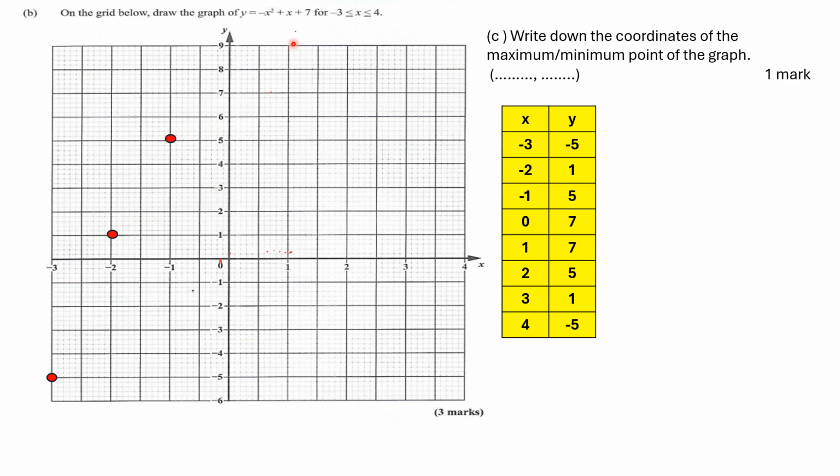Then we have 0, 7. Then we have 1, 7. Then we have 2, 5, 2 on the x-axis, 5. Then we have 3, 1. That's 3 here, 1. And then we have 4, negative 5. Okay, so we're going to connect these points now. So let's go here. I'm going to come back now here on this side and connect.